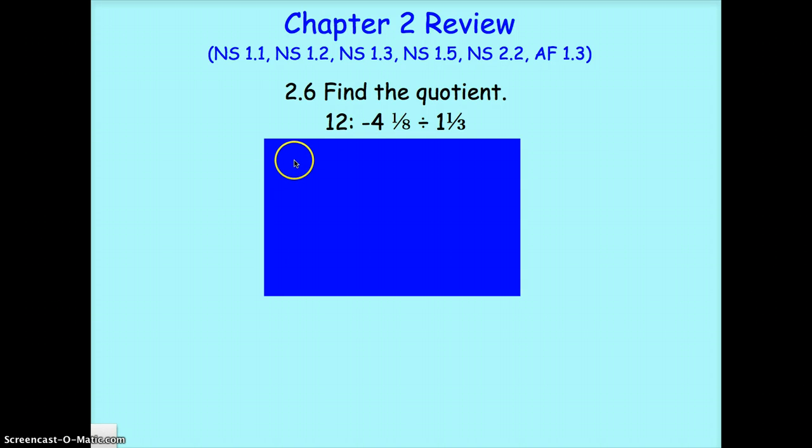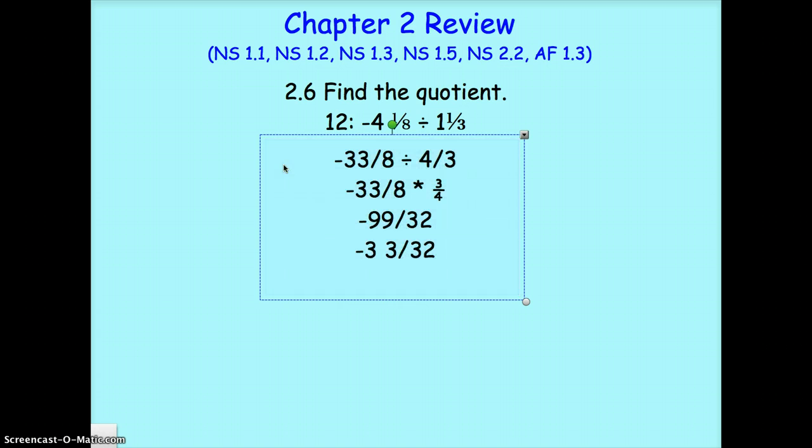Okay, again, same thing. Take those mixed numbers, turn them into improper fractions, skip, change, flip. There's nothing here that I can cross-cancel, so I end up with negative 99 over 32. And when I simplify, 32 goes into 99 3 times with 3 left over. Negative 3 and 3/32. Watch out for that negative. If you forget it, it will make the answer wrong.